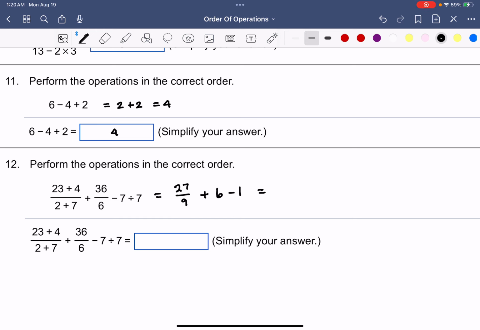So now I've got a division. 27 divided by 9 is 3. Then I'm going to add 6, subtract 1. So 3 plus 6 is 9. Subtract 1 is 8. Notice how I'm only doing one step basically each time that I work out the problem, because I want to take it slowly, follow the order of operations, and remember that you multiply, divide from left to right, and add, subtract from left to right.